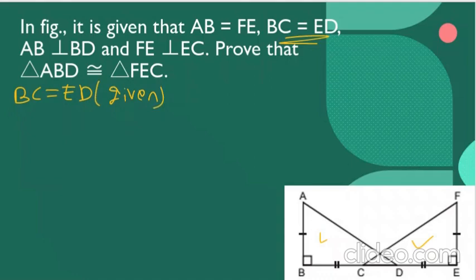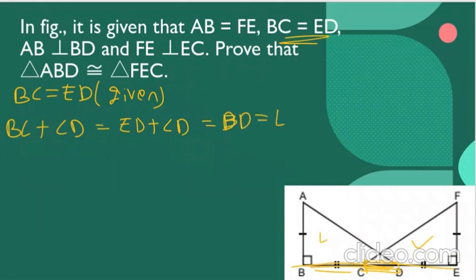Now BC plus CD. If I take BC and CD, it will become the whole side BD. Correct. So if I add CD on both sides, BC plus CD equals ED plus CD. What I'm doing, I'm adding CD on both the sides because CD is the common thing, right? It's there in EC, it's there in BD. So I'm taking it common. So what do I get from this? I get from this that BD is equal to EC.